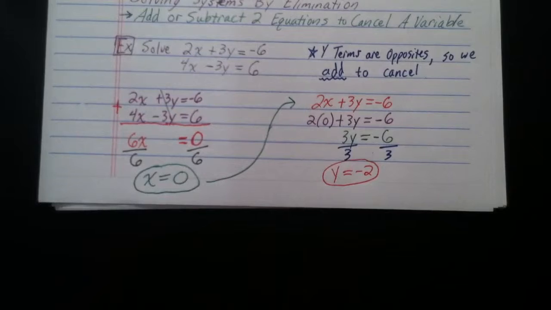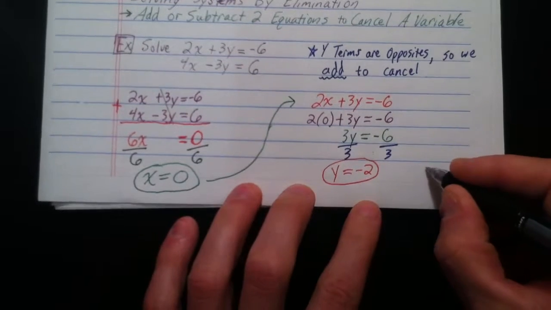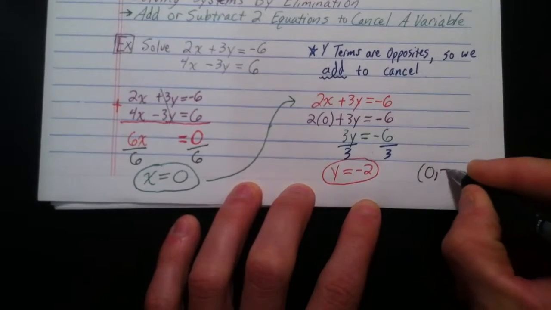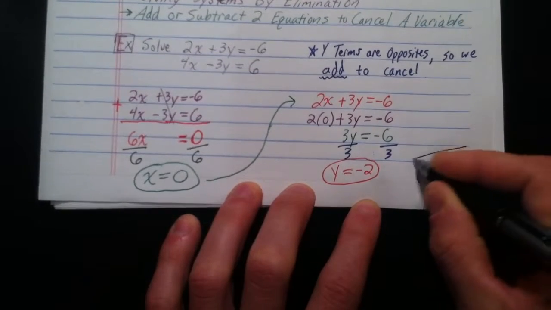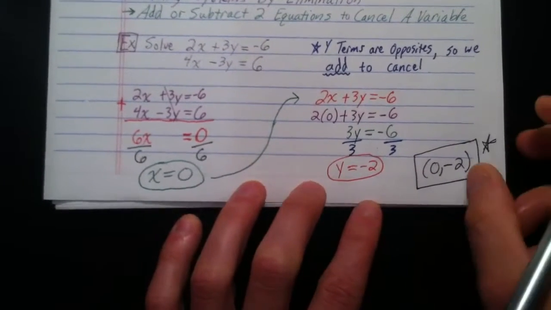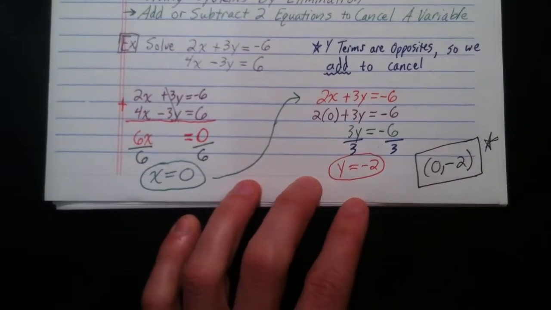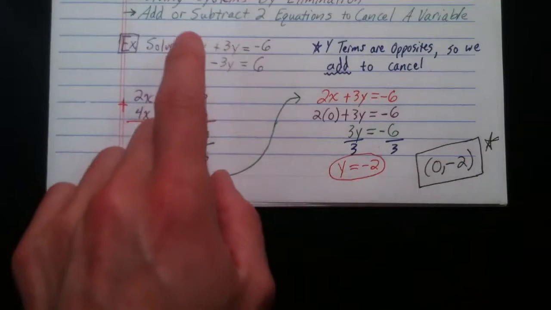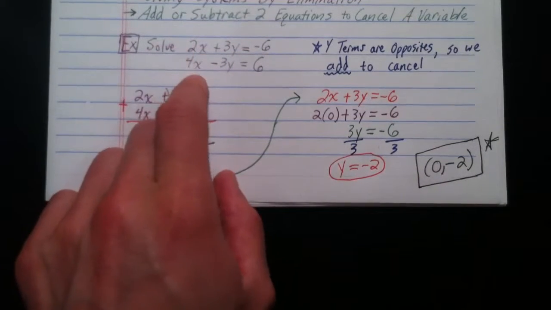So our actual solution to the system that we started with is the ordered pair 0, negative 2. Okay. That's the one ordered pair that would work for the first equation and for the second equation.